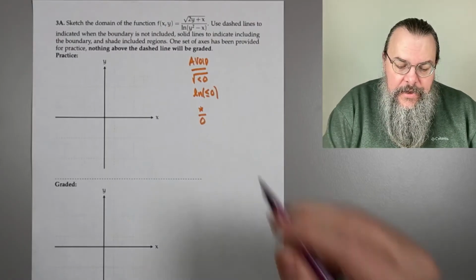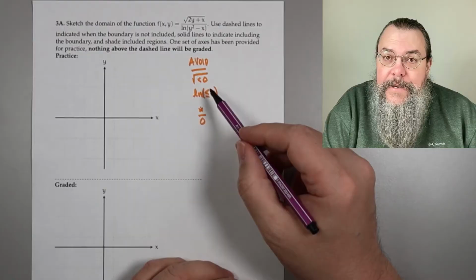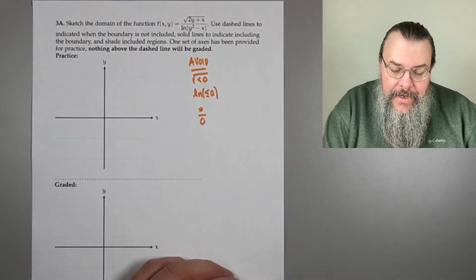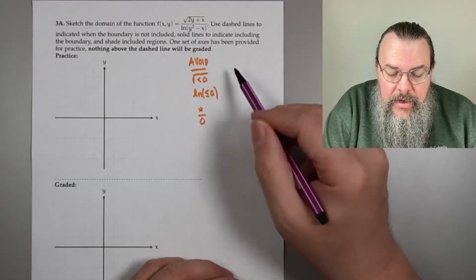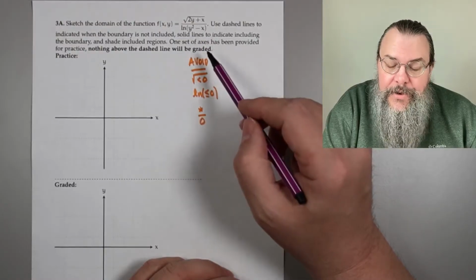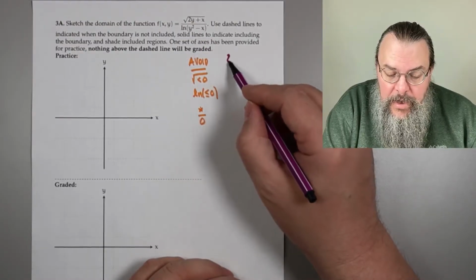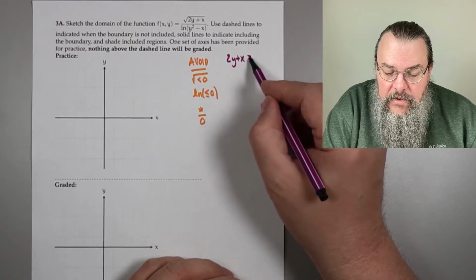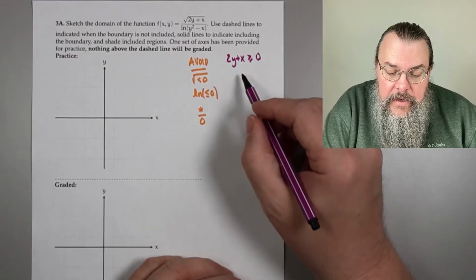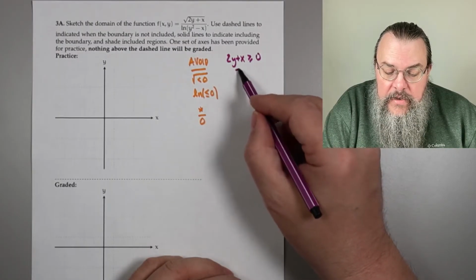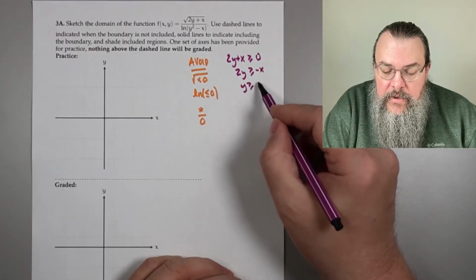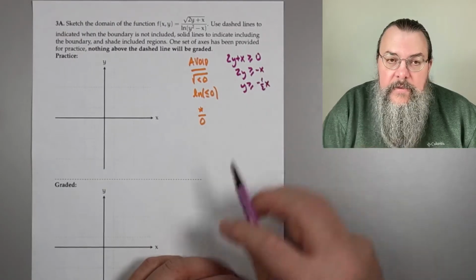Okay, square root of a negative. Can't have that. Well, so we see, do we have a square root? And we do. All right. So we look inside the square root and say, whatever is inside the square root has to be greater than or equal to 0. So we need 2y plus x greater than or equal to 0. Okay, well, that says what? Well, we can subtract. It says 2y greater than or equal to minus x, or y is greater than or equal to minus 1/2 x.